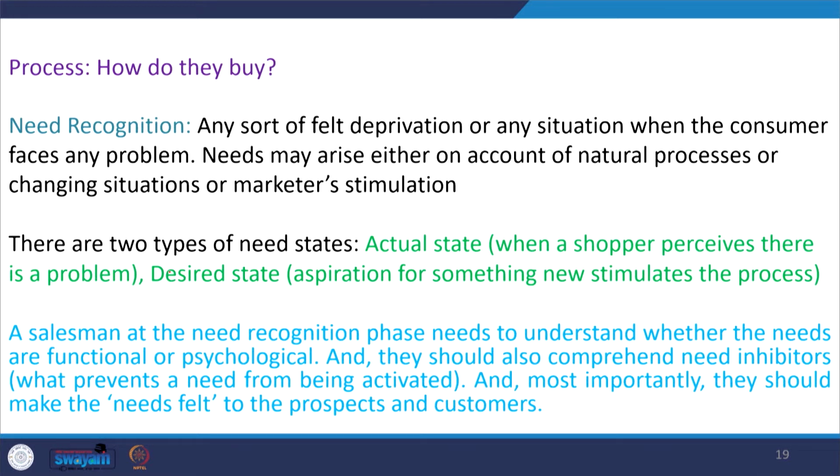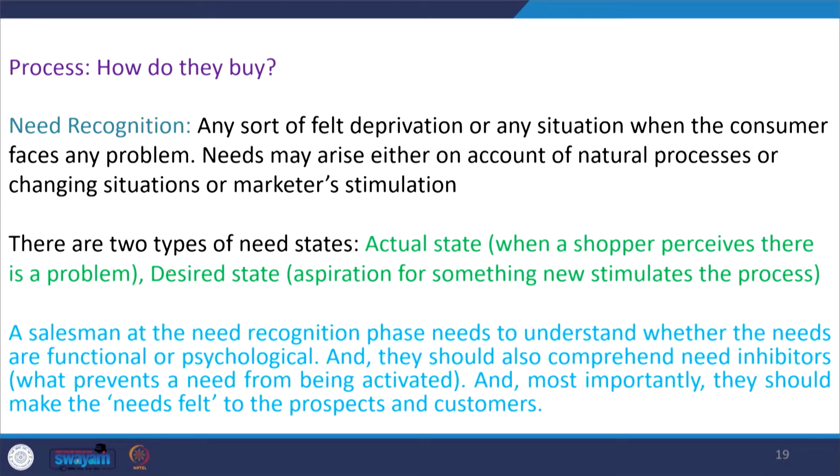Actual state indicates when the product becomes faulty or there is an issue with the product, or in other words when there is a problem. Let's say you got into college, or you just started your MBA, now you might need a laptop. So this can also be a situation. It is not always that your product has become faulty. So this is one state. The other is the desired state, where you are stimulated by an ad or something, where you don't actually have a need, you just desire to own that product.